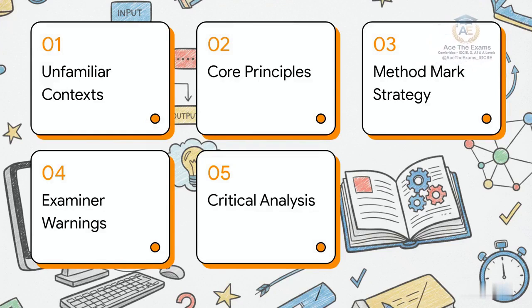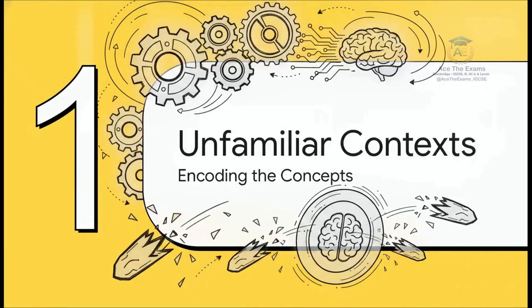First, we'll tackle the unfamiliar context challenge. Second, we'll build the core theoretical principles. Third, we unlock the method mark strategy. Fourth, we'll navigate the top 3 examiner warnings. And finally, we'll master critical analysis and evaluation. All right, Section 1, the unfamiliar context challenge.